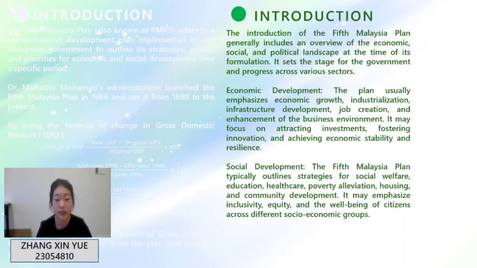Social development. The Fifth Malaysia Plan typically outlines strategy for social welfare, education, healthcare, poverty alleviation, housing, and community development. It may emphasize inclusivity, equity, and the well-being of citizens across different socio-economic groups.